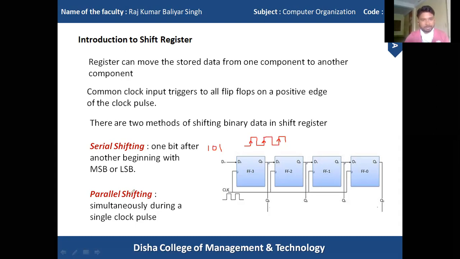But in case of parallel shifting, the whole data can be transferred simultaneously during a single clock pulse. With a single clock pulse we can transfer all the data. If the clock is high here, I can transfer the whole 3 bit data from one component to another component. So there are two methods.